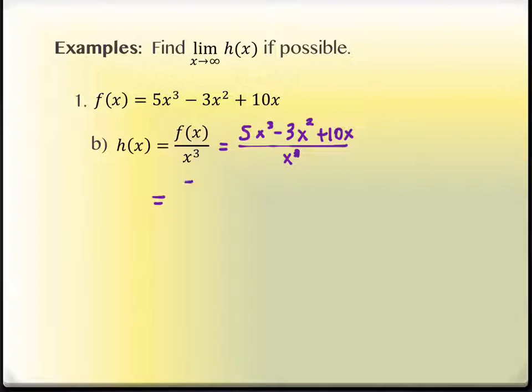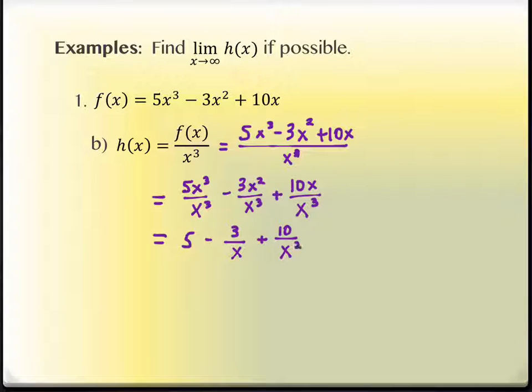5x cubed divided by x cubed, minus 3x squared divided by x cubed, plus 10x. Let's take a look. You're doing it great, Christian, no problem. All right, what's the first piece going to simplify to? 5. What's the second piece going to simplify to? 3 over x. Don't rush too fast through this. And then what's the last piece?